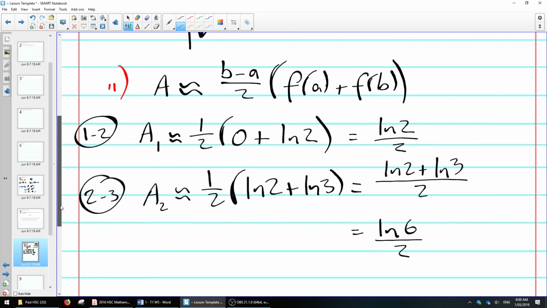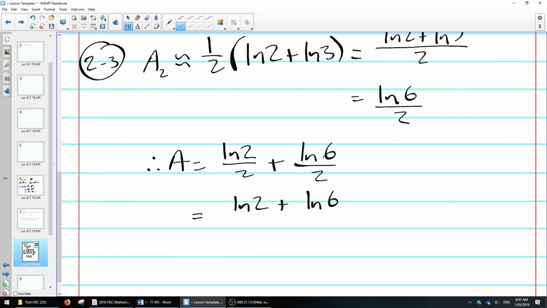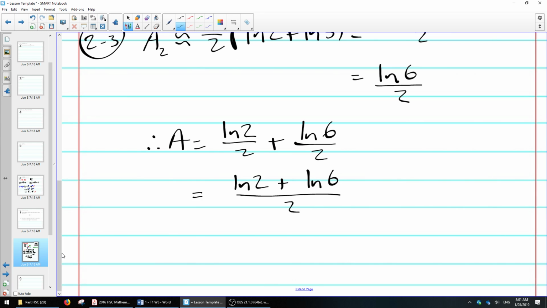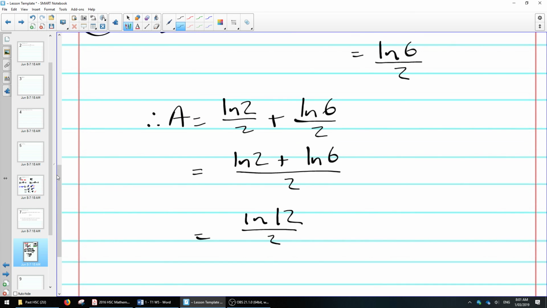So therefore, the approximate area equals ln 2 over 2 plus ln 6 over 2, which we could also write as (ln 2 plus ln 6) over 2, which we could also write as ln 12 over 2. Now you could have just left it as that, or that, or that. Basically you needed to add those two answers.